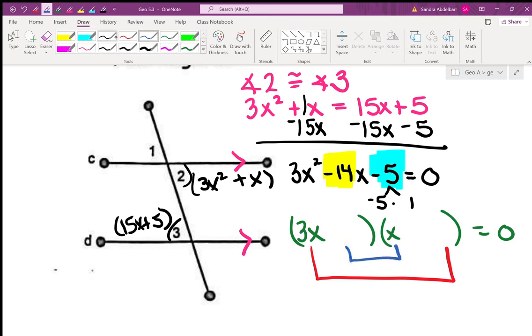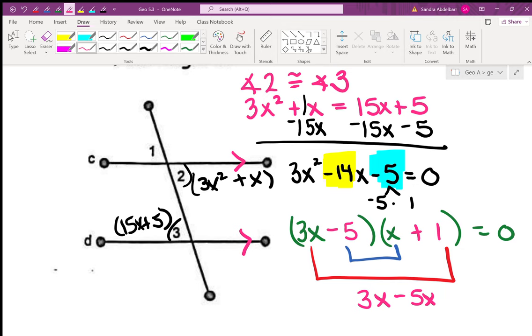So let's say I'm going to do this wrong. Let's say the negative 5 goes here and the positive 1 goes here. When you check this, the 3x gets paired with the number in the other parenthesis. 3x times 1 is 3x. Negative 5 times x is a negative 5x. What's 3x minus 5x? Negative 2x. I don't want a negative 2x. What do I want? A negative 14x. So do these places work for us?